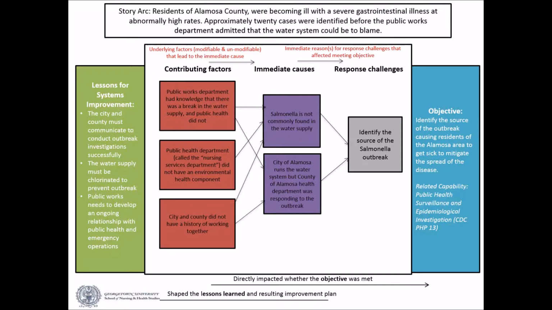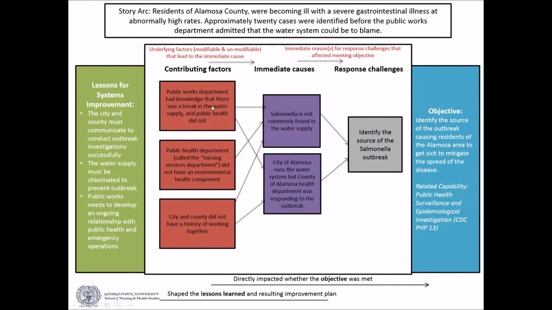And we found, after talking it through with the participants at this meeting, that there were two immediate causes. One is that salmonella is not commonly found in the water supply. It's common in food and so on, but not water, so water wasn't an obvious thing to check. And secondly, the city of Alamosa runs the water system, but the county health department was responding to the outbreak. So although there was knowledge that there was a break in the water supply and the water wasn't chlorinated, the public health system didn't have that knowledge.